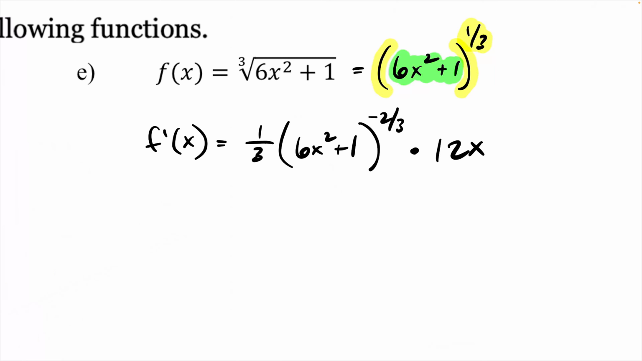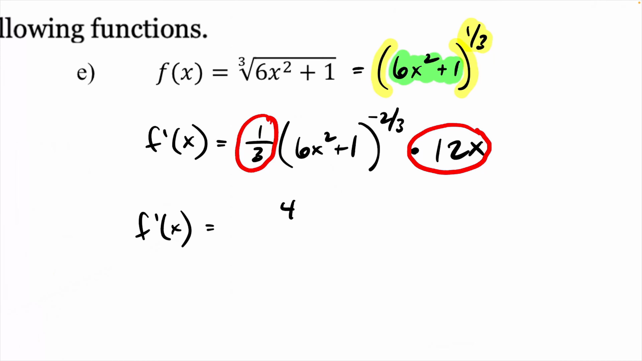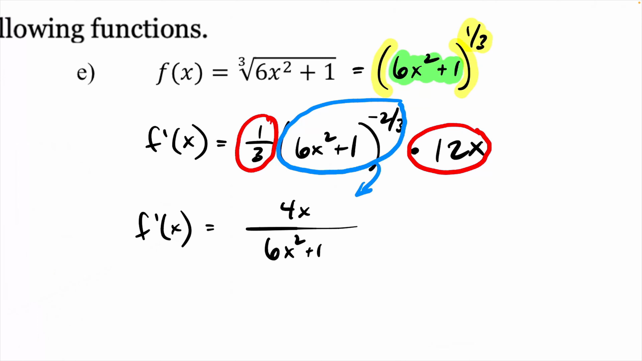Just like we did on the last problem, we got to do a couple things. We got to multiply these guys here. 1/3 times 12 is 4x. So we're going to get 4x. And then since there's a negative exponent, that guy has to move down. So we get 6x squared plus 1 to the 2/3 power.